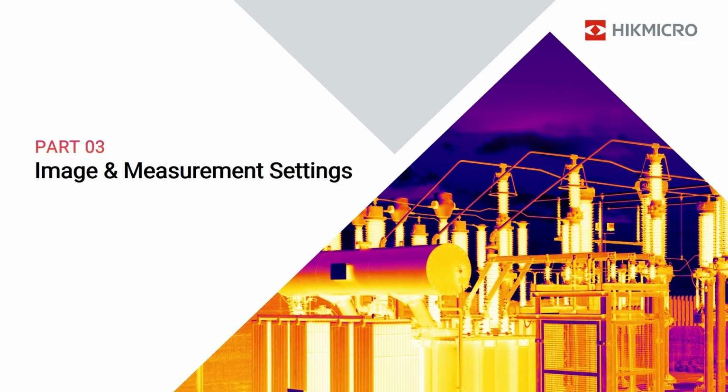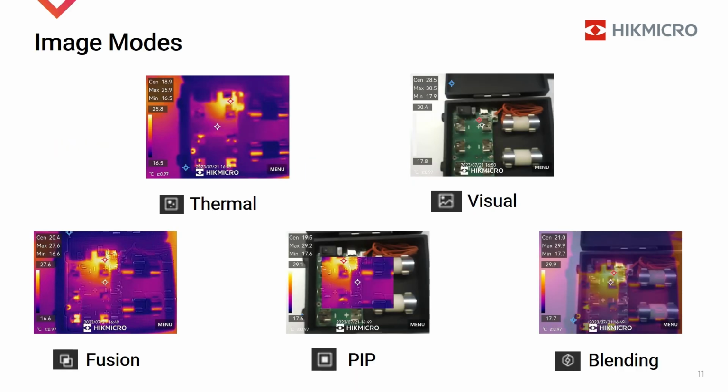Let's move to the third part, image and measurement settings. As mentioned before, there are several options for image and measurement settings. For a camera with a visual lens, there are 5 image modes: thermal, visual, fusion, PIP, and blending. You can choose a suitable mode for a practical situation. Thermal and visual modes are basic, and the other 3 modes are more or less mixed with the basic 2.